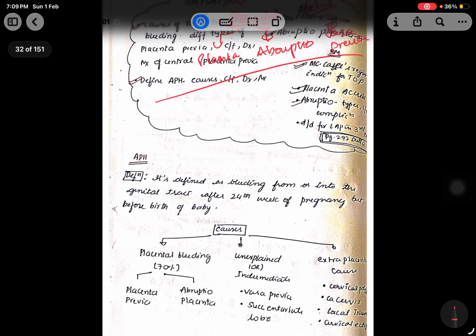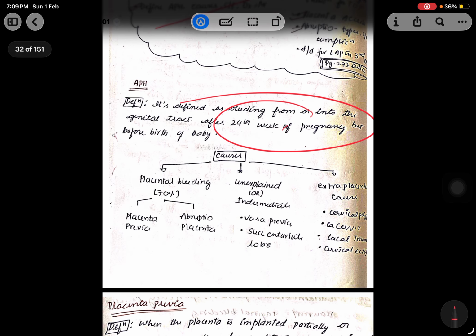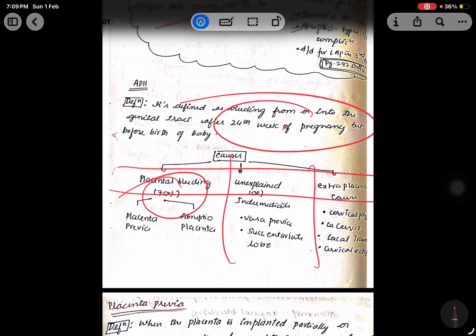Again, when do we say APH? It's based on the 24th week. If it's before 24 weeks, you call it early pregnancy bleed, but after that you call it APH. Here we have explained the causes of bleeding. 70% is due to placental causes.